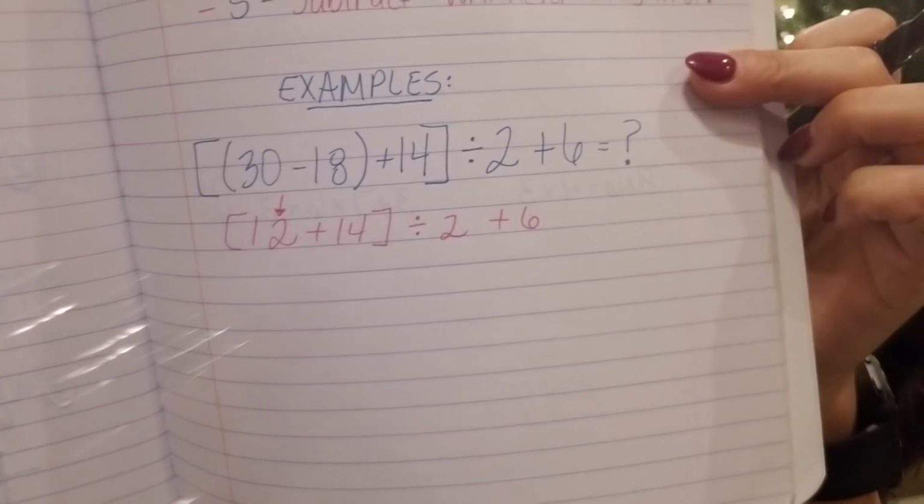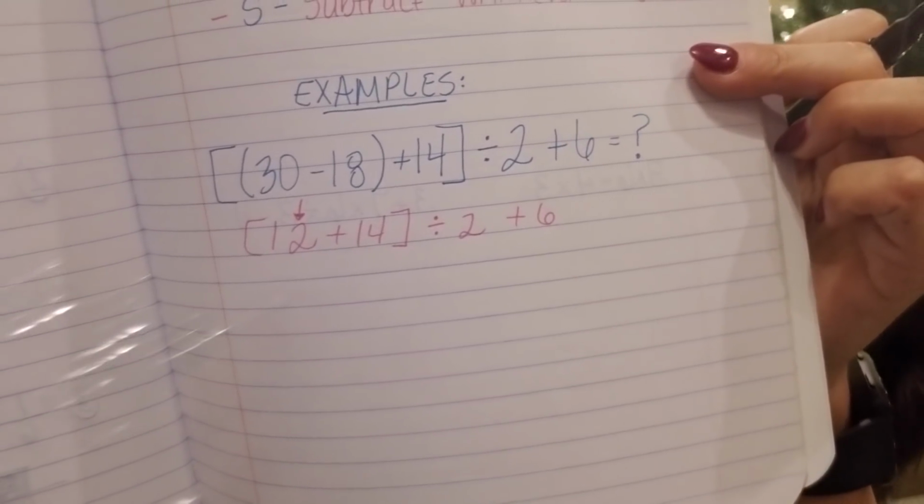All right. Now, I still have those brackets, so that tells me that that's my next step. I can't move on from parentheses and brackets until they are done. So anytime you see parentheses and brackets, you still have those, that has to get done first. Okay, so in that parentheses and brackets, we have 12 plus the 14.